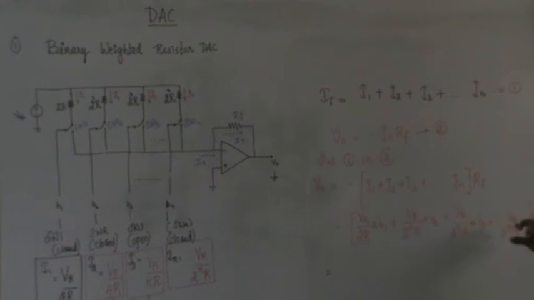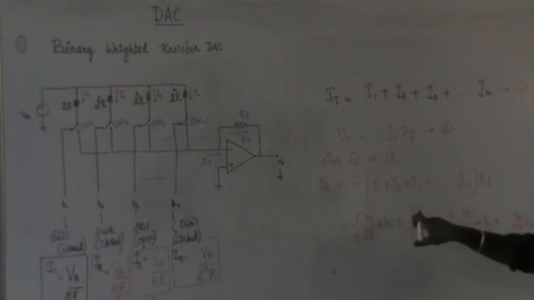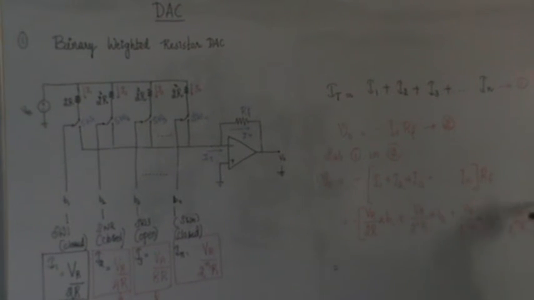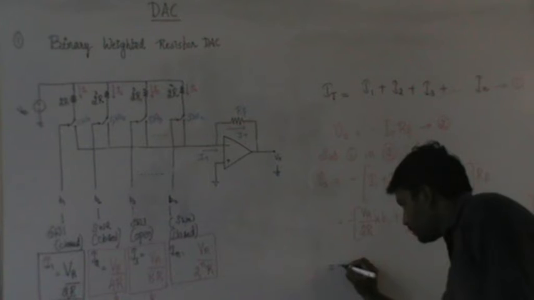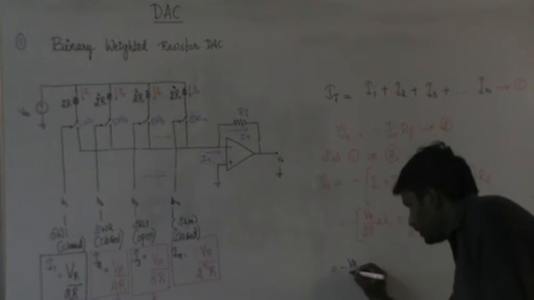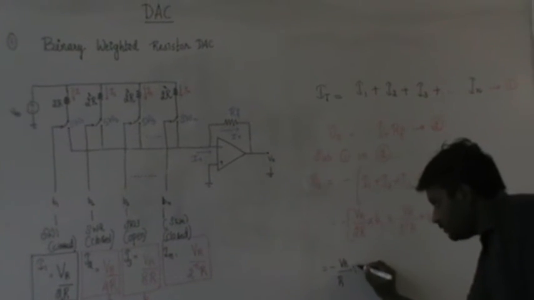Whatever the common terms are there, let me take off all the common terms. So VR is common in this bracket. R is also common. So therefore, I write minus VR by R. And this RF is there, right? Whatever the RF it is there here, that also I will take it here. RF it will come here.